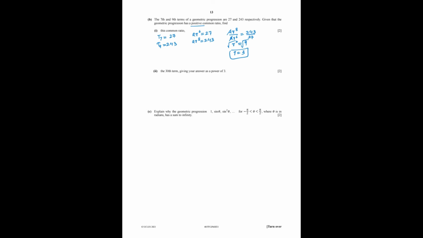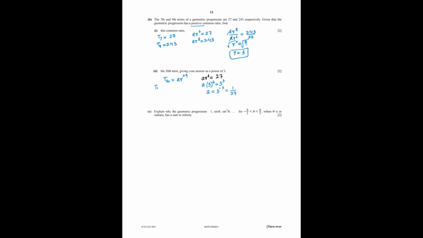For the second part, it says find out the 30th term, giving your answer as a power of 3. So we need to find out the 30th term. The working formula will be ar to the power 29. Alright, first we need to find out the value of a here. As we found in the previous part the value of r, and we were given in the previous part that ar to the power 6 equals 27. Now we have the power, we have the value for r, that is 3 to the power 6, and 27 is 3 to the power 3. So you got the value of a, that will be 3 to the power minus 3. You can say that it's 1 divided by 27, that is your a value.